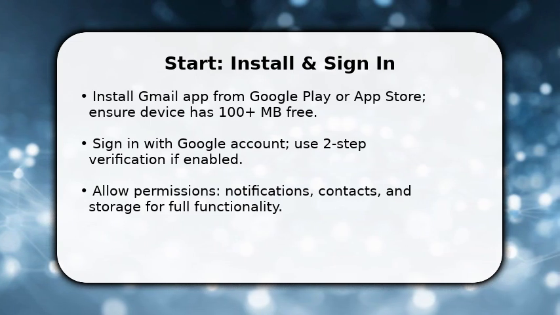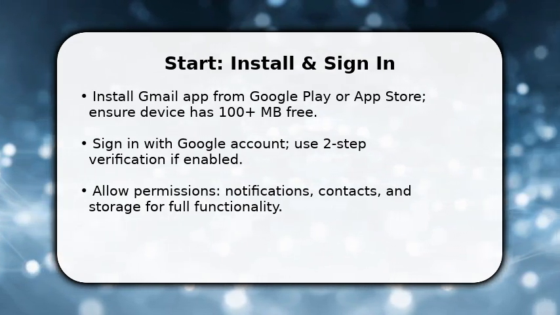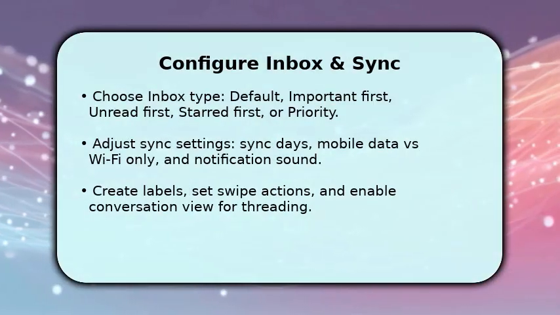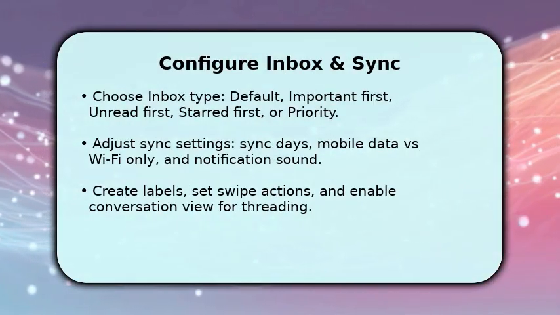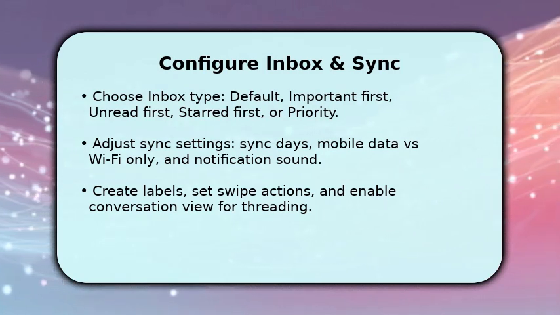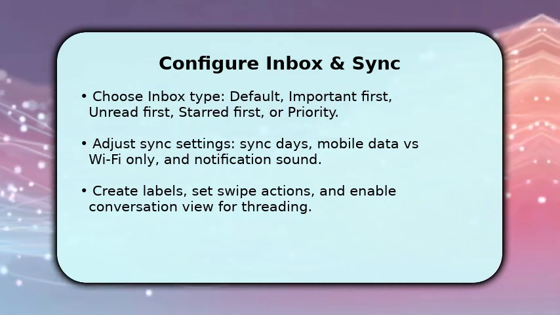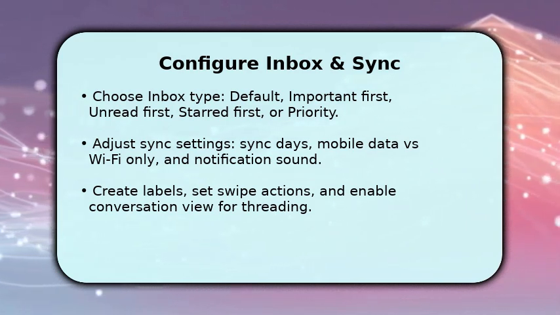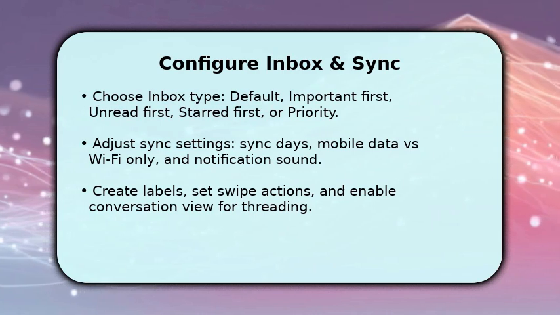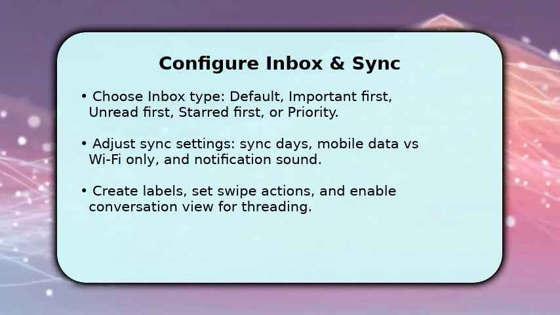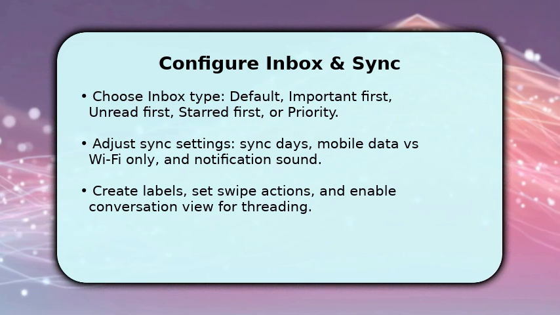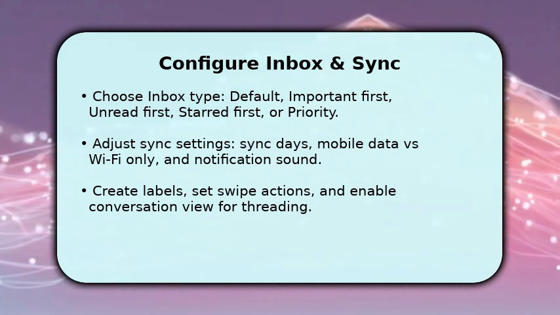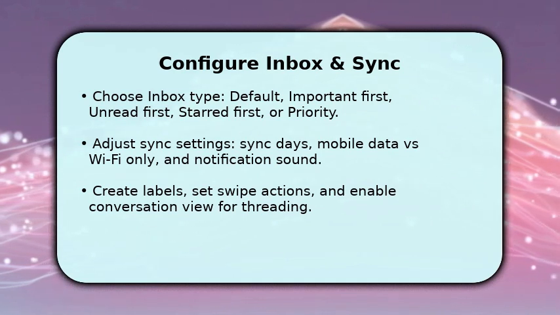We'll now set up sync and preferences to make this usable daily. Now configure how your messages arrive and display so you waste less time. Tap the menu, go to Settings, select your account, and pick an inbox type that matches your workflow. For example, unread first if you triage aggressively. Next, set sync to recent days or all mail where needed, and toggle mobile data syncing only when you want to save bandwidth.